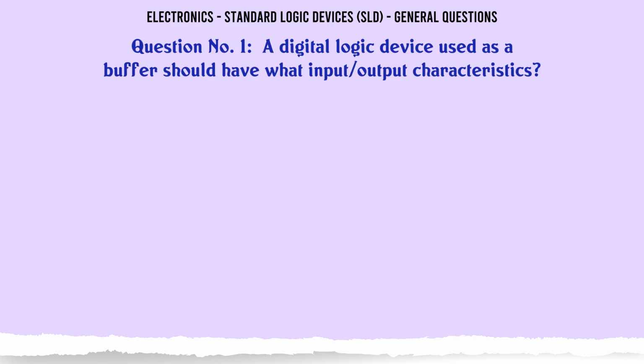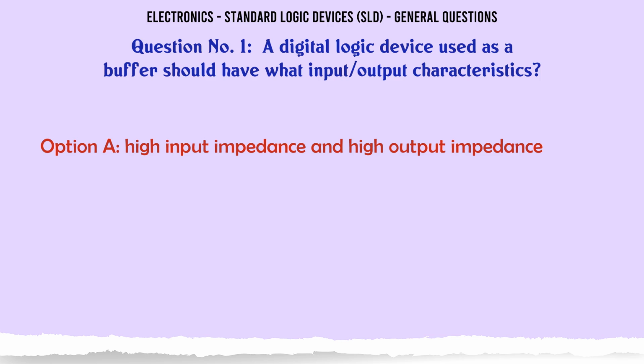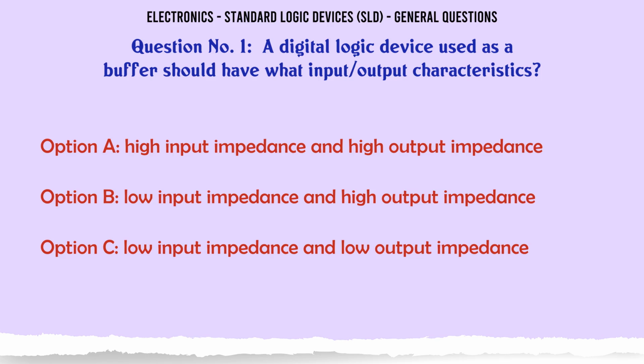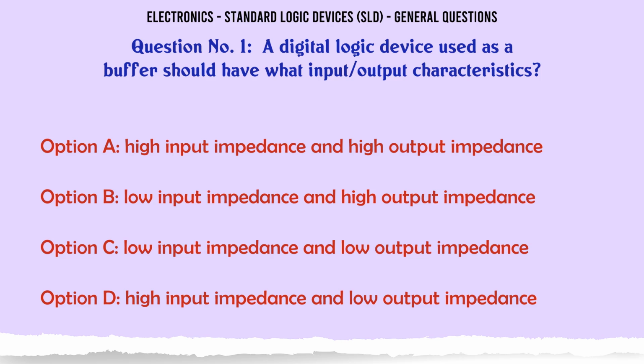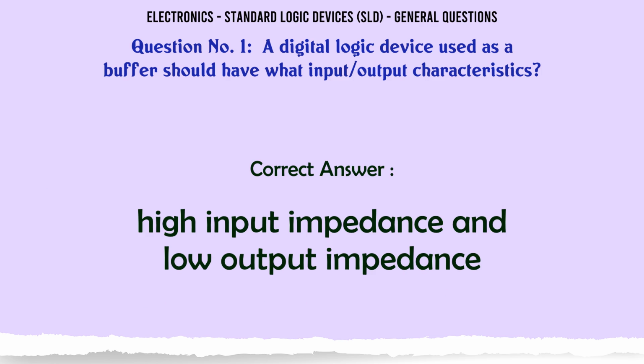A digital logic device used as a buffer should have what input-output characteristics? A. High input impedance and high output impedance. B. Low input impedance and high output impedance. C. Low input impedance and low output impedance. D. High input impedance and low output impedance. The correct answer is high input impedance and low output impedance.